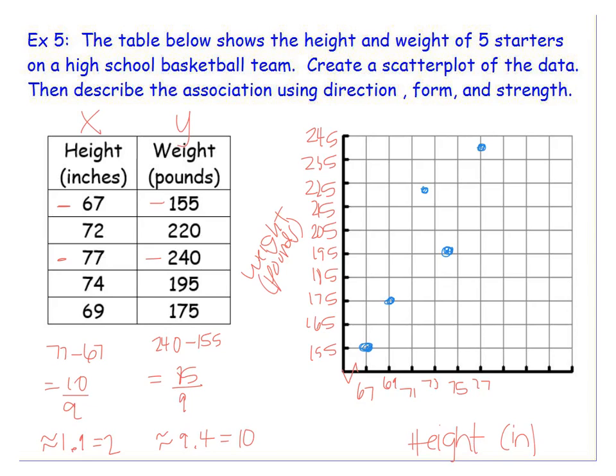So now let's talk about the 3 things it asks for. So the direction, hopefully you are automatically thinking this is positive. The form, I would definitely say that is linear. And the strength, I would say those are strong. 3 of them are even in a straight line. The first one, the second one, and the last one almost look like a perfect straight line. So I would definitely call that strong.